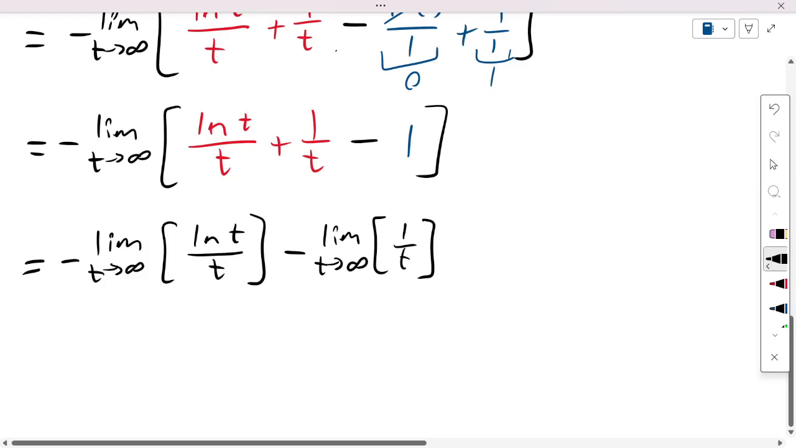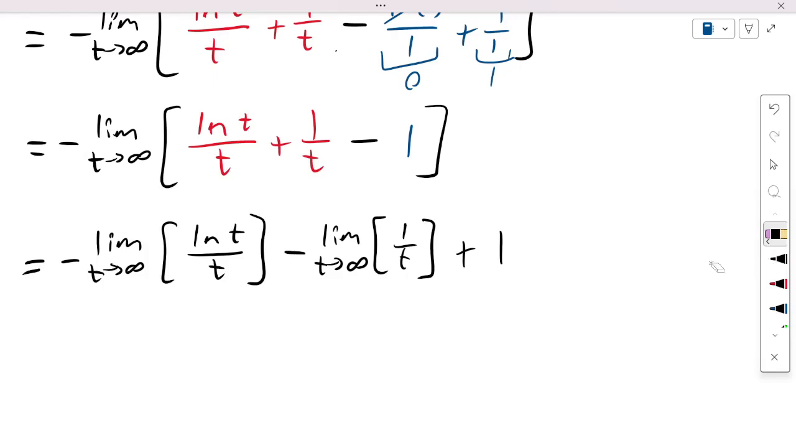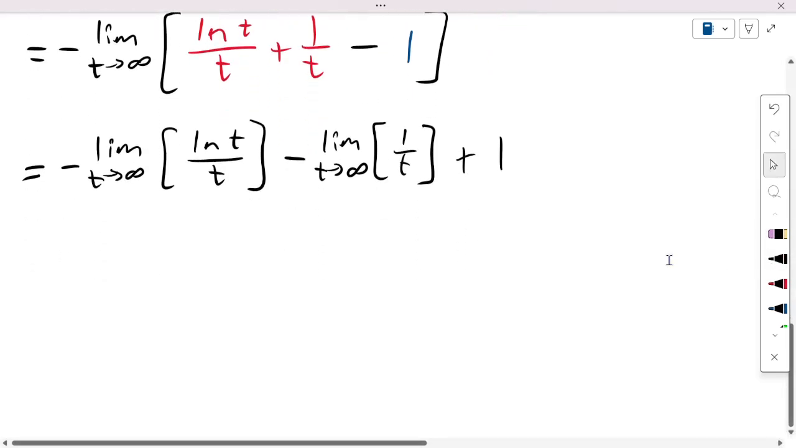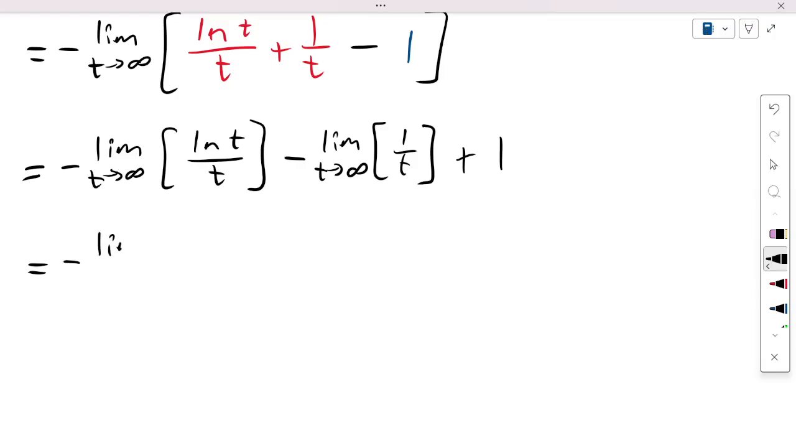But what do we know about the limit and a constant? This is just a constant, so it doesn't really affect the constant. So therefore, it's just going to be plus 1, because remember we're also taking the negative in. So this negative one and negative will become a positive, represented here. Okay, so from here, what we're going to do is take this limit in over here. Okay, so let's deal with the easy part first.